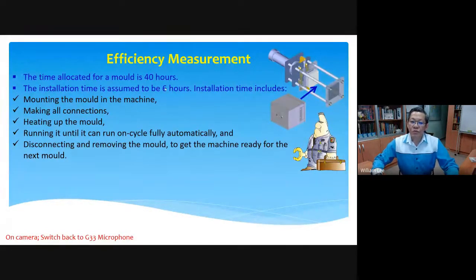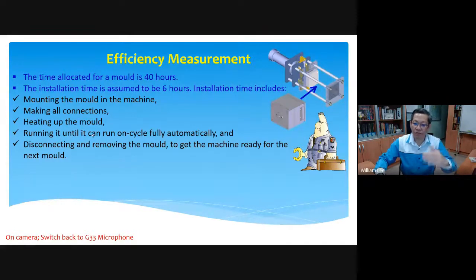All right, next I want to show you another example here. Now that you know the productivity from the earlier example, plant B achieves 4 times better than plant A. So assuming the time allocated for the mold is 40 hours. That means from 1 machine, I give you 40 hours to run this order. So when you want to install the mold, let's say it takes 6 hours. And installation includes, first you have to mount the mold in the machine, then you connect all the pipelines, and then you heat up the mold. So you have to warm it up, and then you run it.